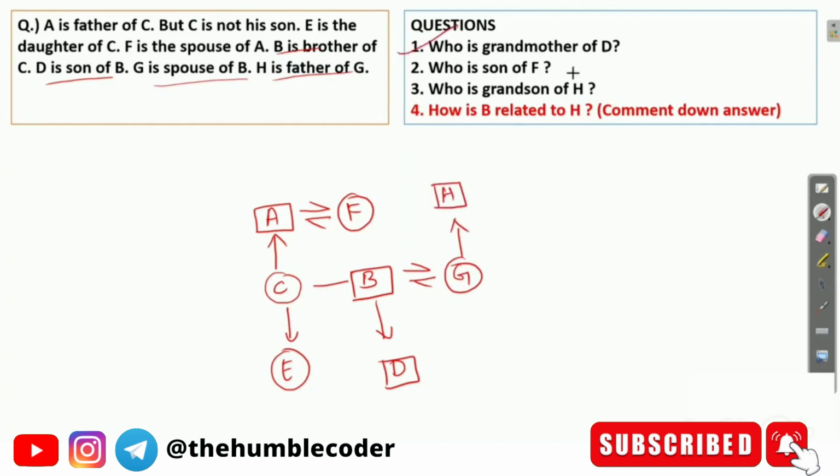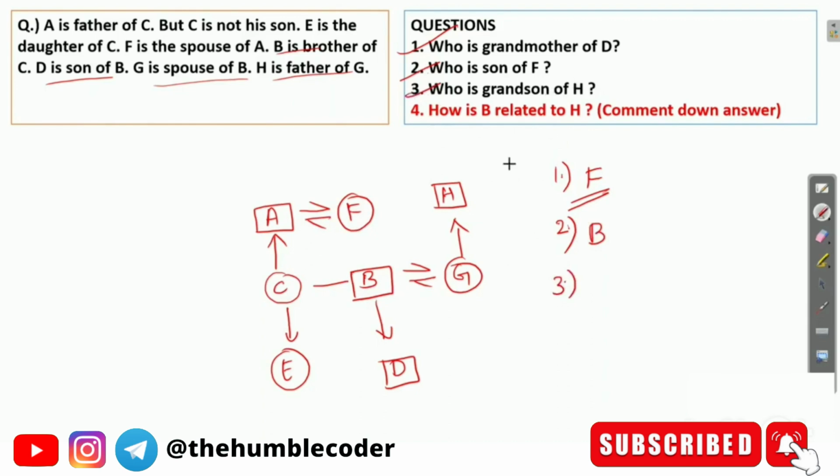Who is the grandmother of B? So we have B over here. Now D's father is B, and the mother of B is F. So the grandmother of B is F. Okay, moving on to the next question. Who is the son of F? So here is F, and F has a daughter C who has a brother B. So the son of F is B.